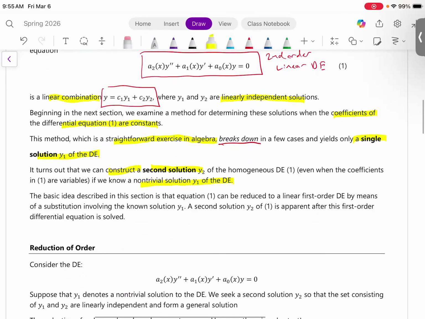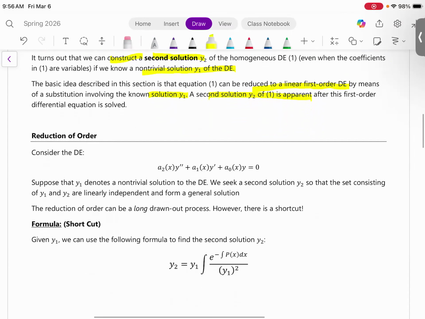So the basic idea and background of this section is that the second order linear equation can be reduced to a first order differential equation by substitution involving our known solution y1. We can use our given solution y1, use our substitution, and a second solution is apparent. This is where reduction of order comes in.